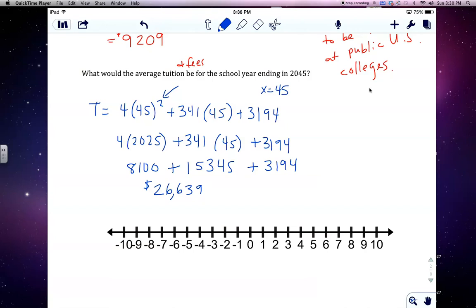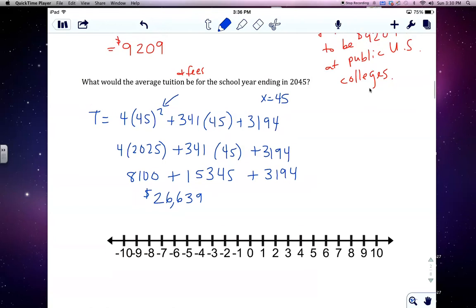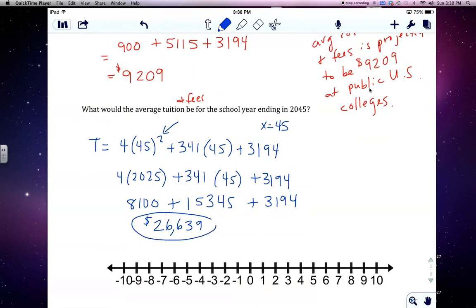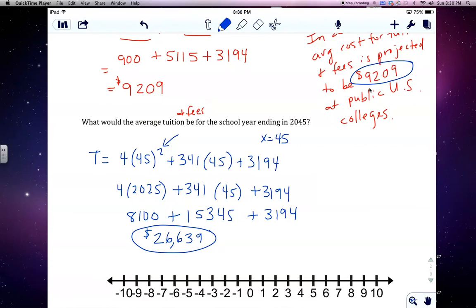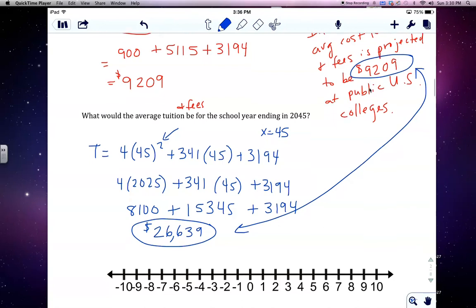Wow, so in the year 2045, the average tuition and fees for the school year ending in that year at U.S. public colleges is $26,639. Do you see the big difference between that and that? And that is about 30 years later. So this figure might be the figure your kids or grandkids would see for a public U.S. college. So you can see the cost differential. The moral of the story is it's cheaper to get your education now than it would be 30 years from now. I'm just joking.